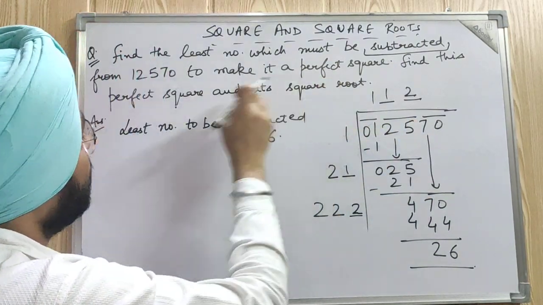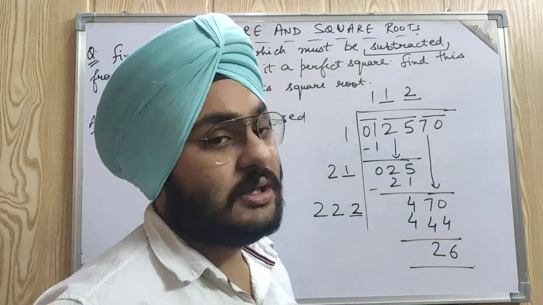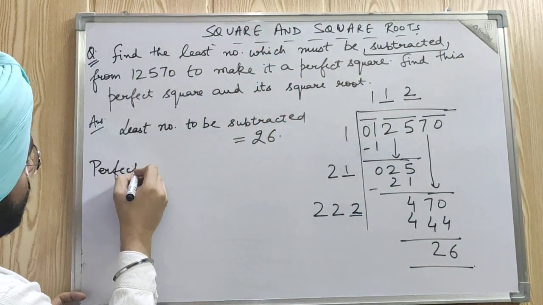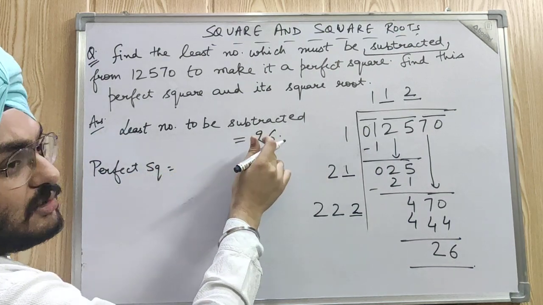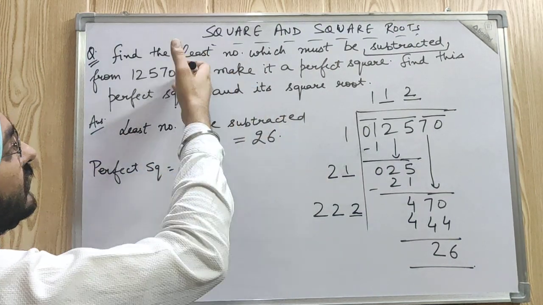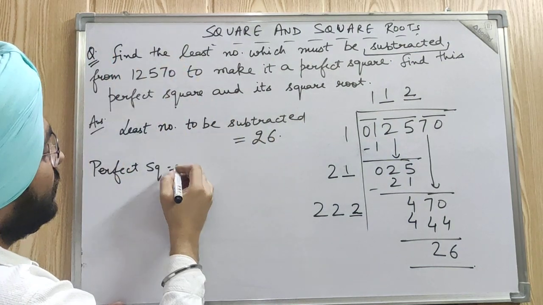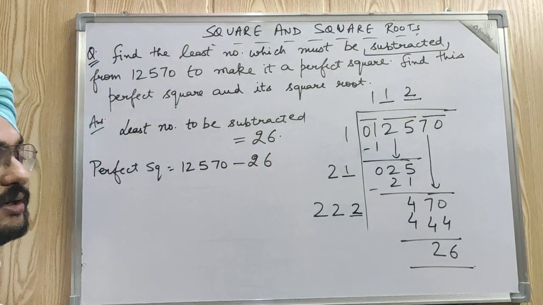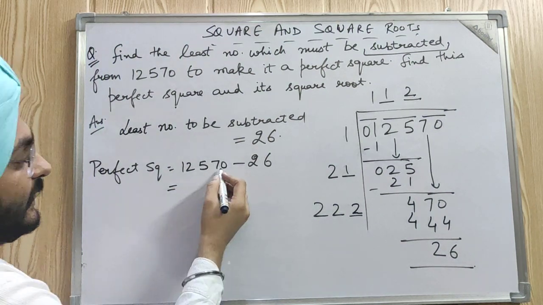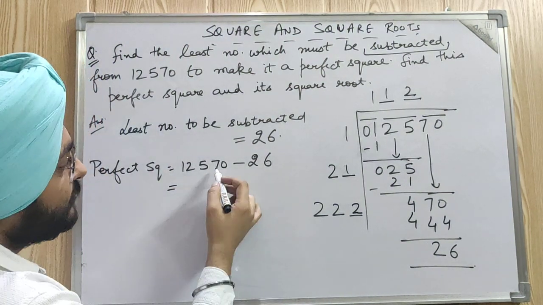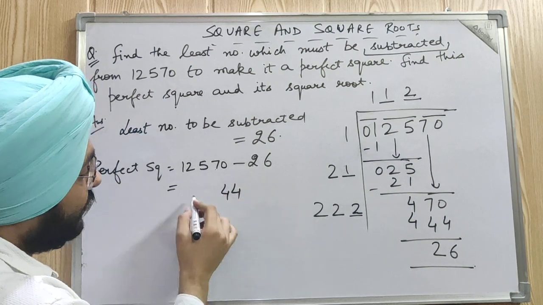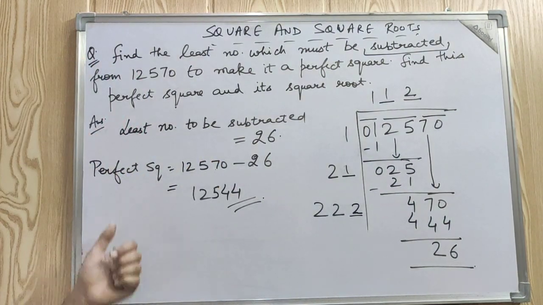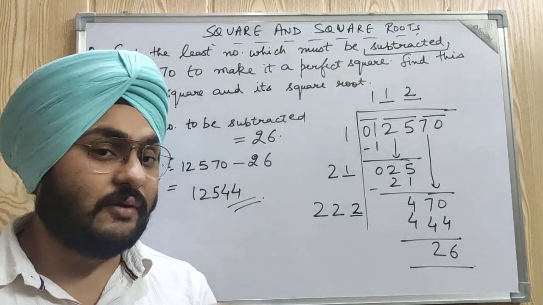So the remainder we get is the least number to be subtracted here. But it is saying here, find the perfect square and square root. So the perfect square will be what? It says this number we have to subtract from the given number. So I will be subtracting 26 from 12570 here. On subtracting, what will we get? 10 minus 6 will be 4, 6 minus 2 will be again 4, and 12544. So this is the perfect square you will get, 12544.